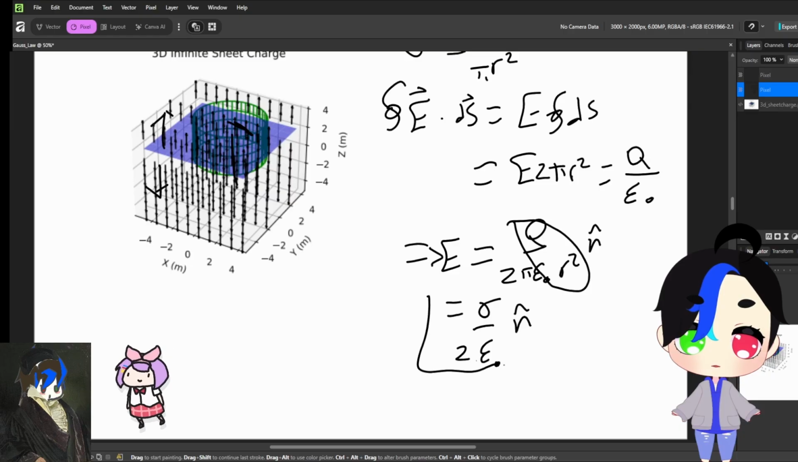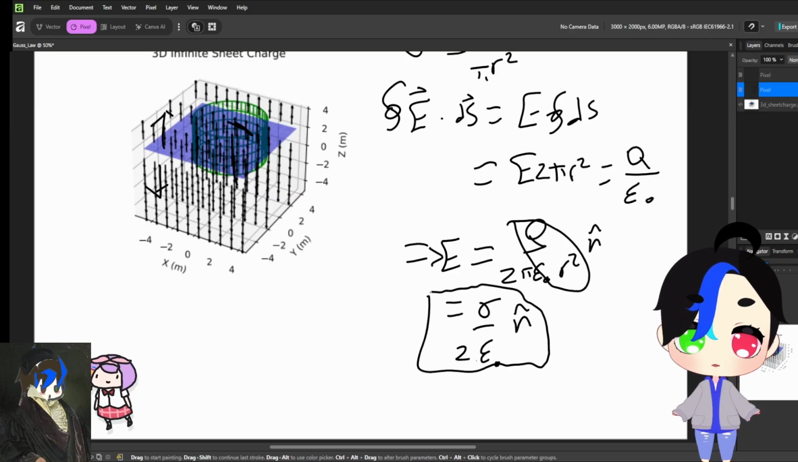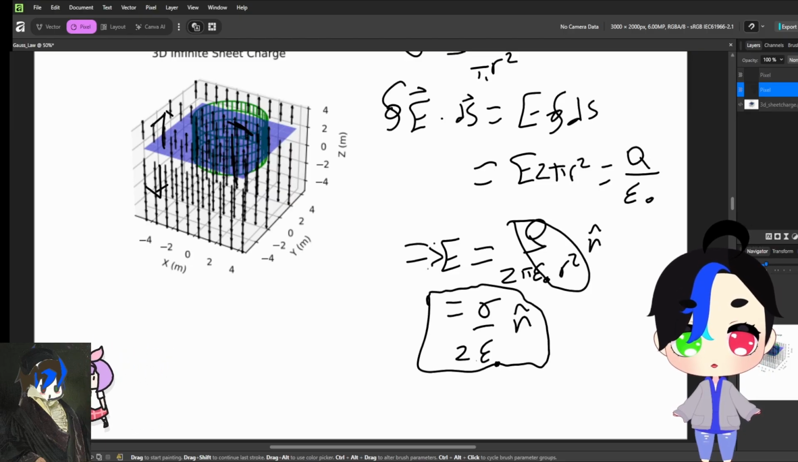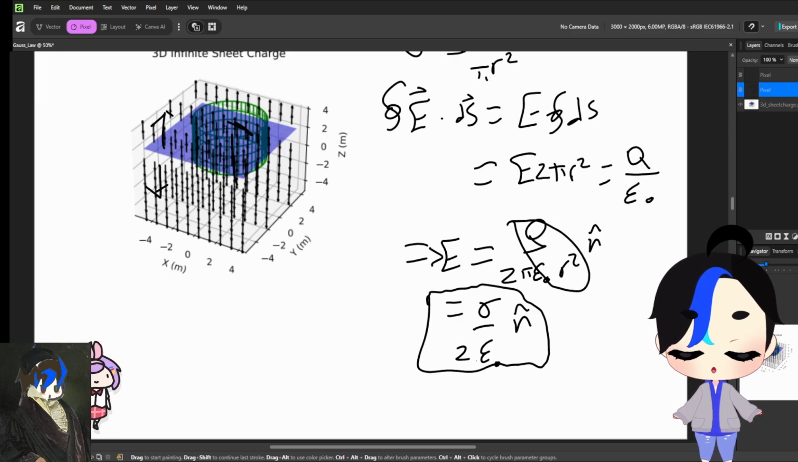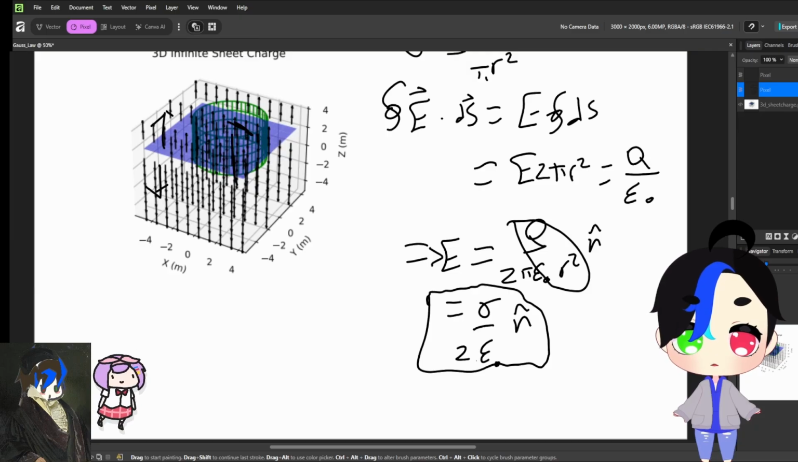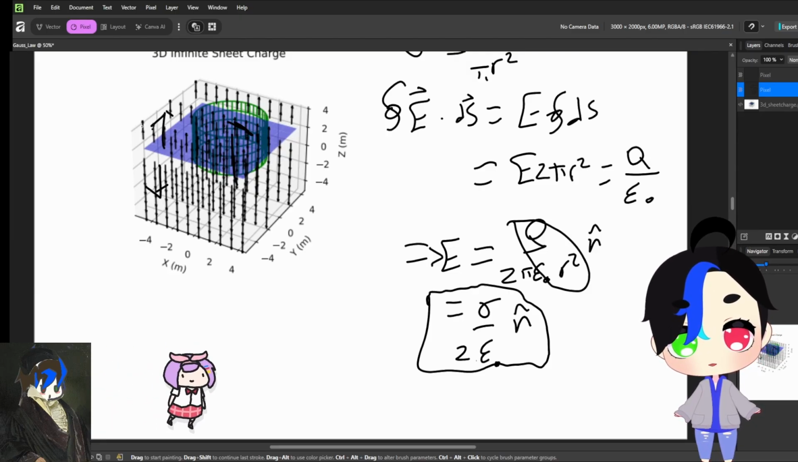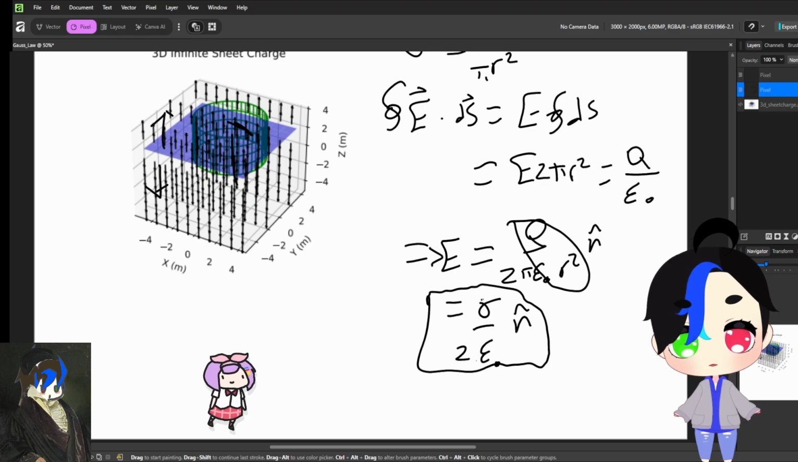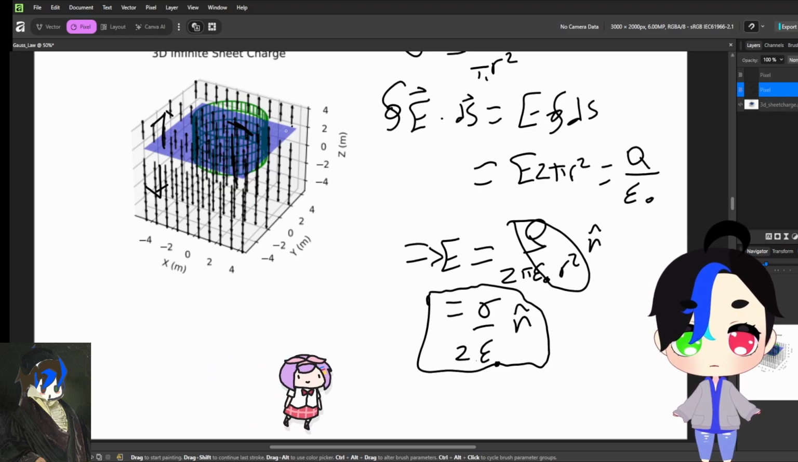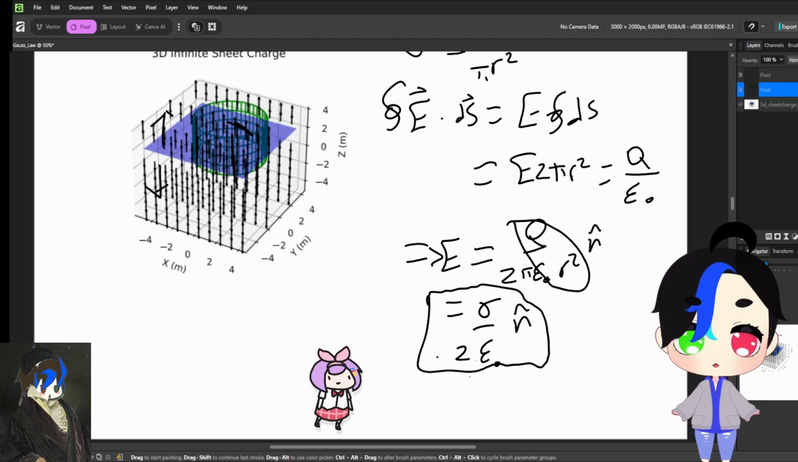And the reason why this is interesting is because, unlike our previous examples, this is not dependent on distance anymore. This E field stays the same no matter where you are in space around it. Because you have infinite charge, the E field never has to decay as you move away from it. So this ends up being constant.